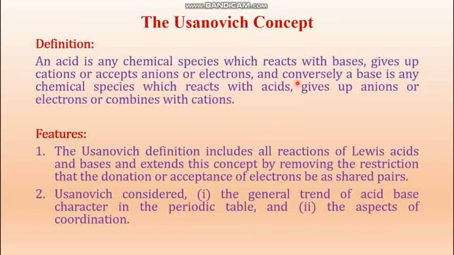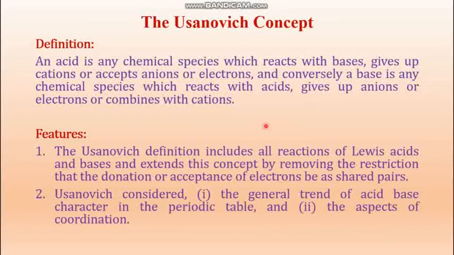So the definition of the Usanovich concept, according to this theory, is: an acid is any chemical species which reacts with bases, which can give up cations or accepts anions or electrons, and conversely a base is any chemical species which reacts with acids, gives up anions or electrons, or combines with cations.